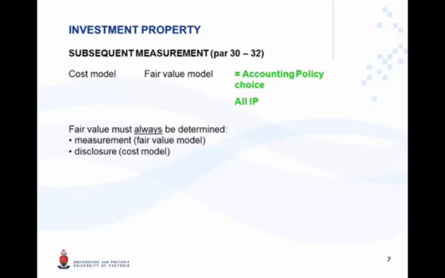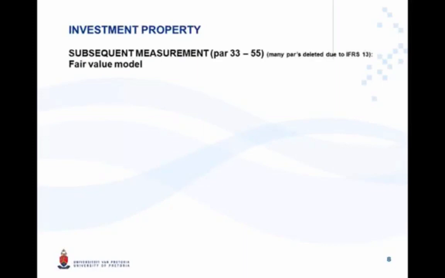Under investment property, you always have to determine the fair value. When you apply the fair value model, that would be for measurement purposes. But when you apply the cost model, you also need the fair value of your investment property for disclosure purposes. How do you determine this fair value? With reference to IFRS 13, which is a new standard and not within the scope of FRK 201.